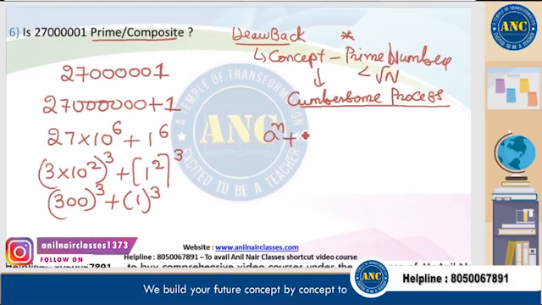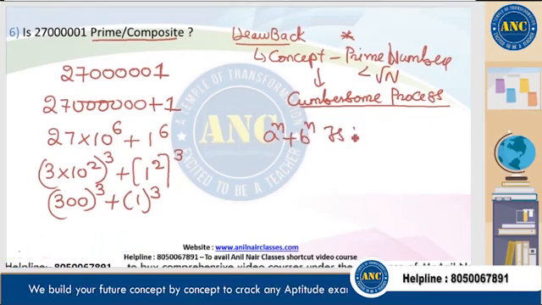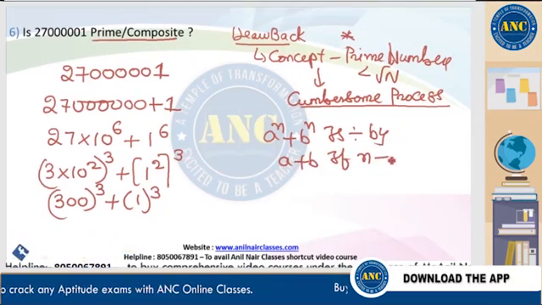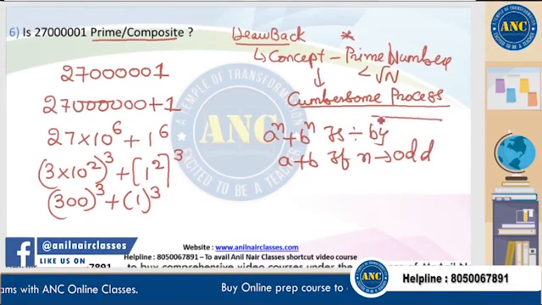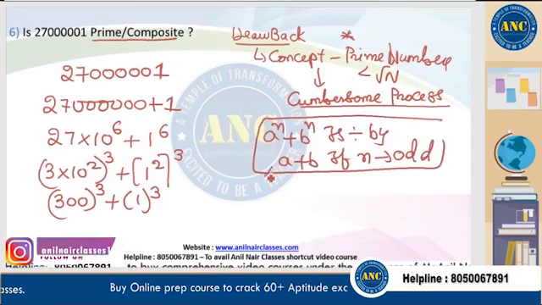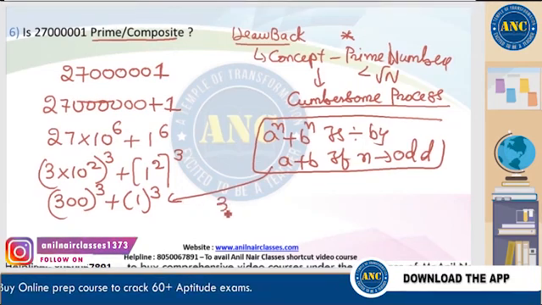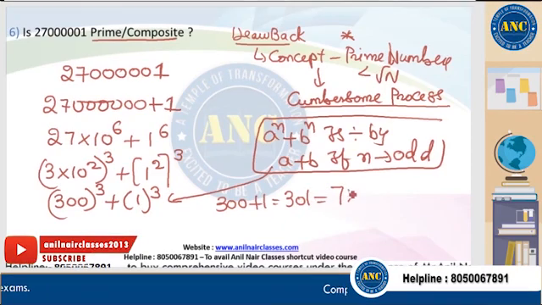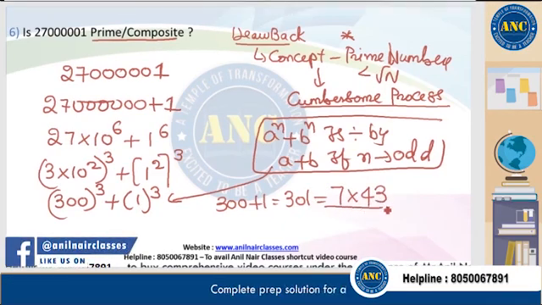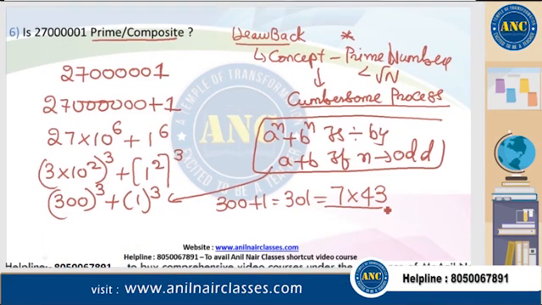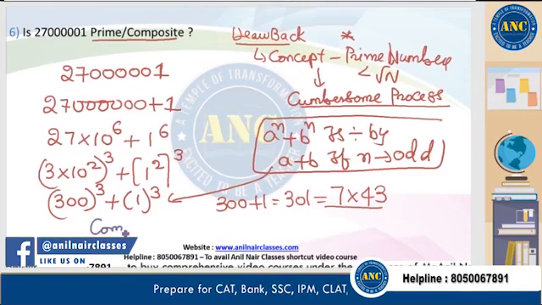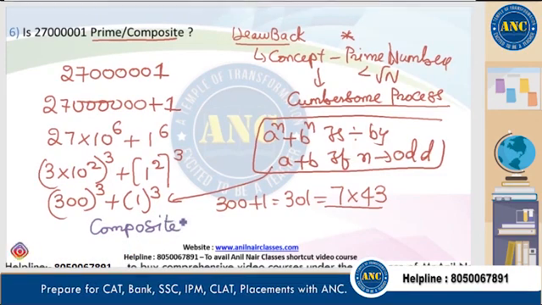So a power n plus b power n is divisible by a plus b if n is an odd number. If I apply this concept here, it is divisible by 300 plus 1, which is 301. 301 is nothing but 7 into 43. Any number divisible by other than 1 and itself will not be a prime number. So the answer for this question is, the number will be a composite number.